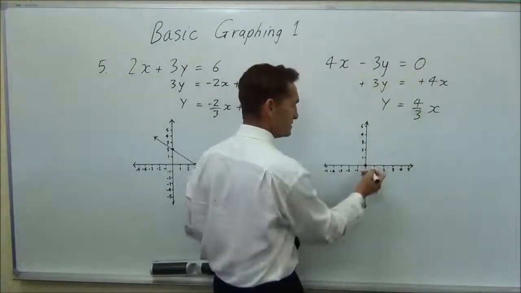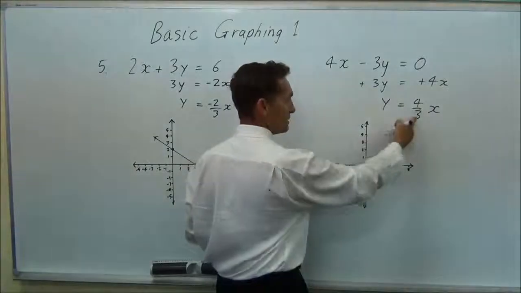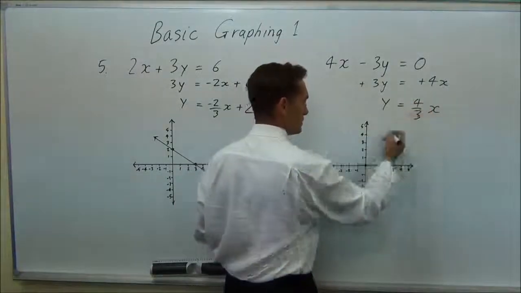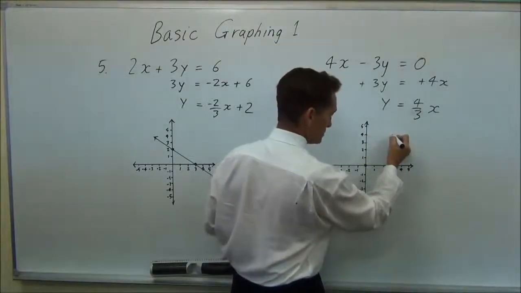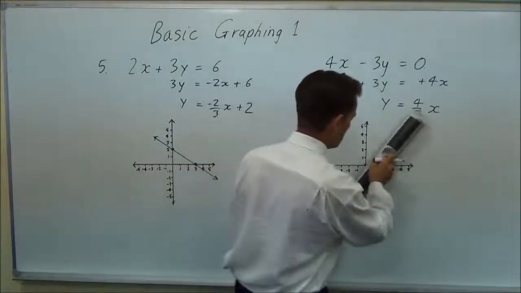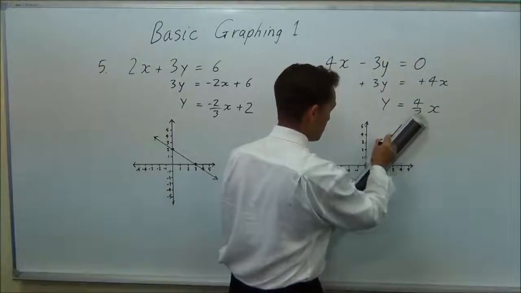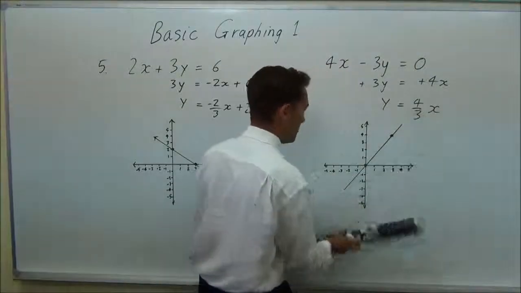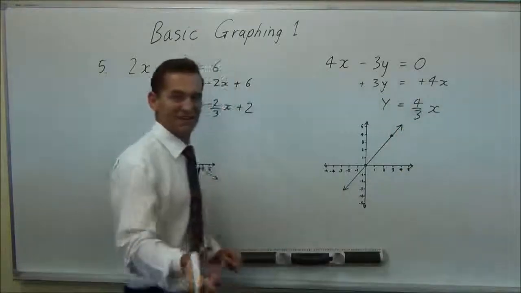Rise over run, so let's do that. 1, 2, 3, 4, and across 3. Rise 4, run 3. 1, 2, 3, so we're going to go across from 4 to about there. Join our two dots. It should be like that. And there we go. There's our line, and we're done.